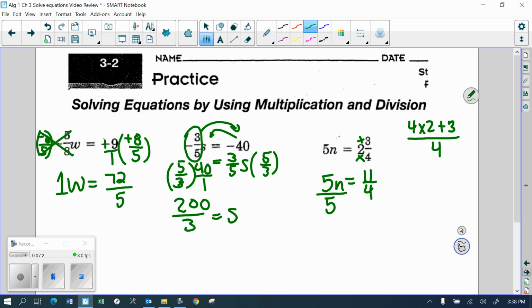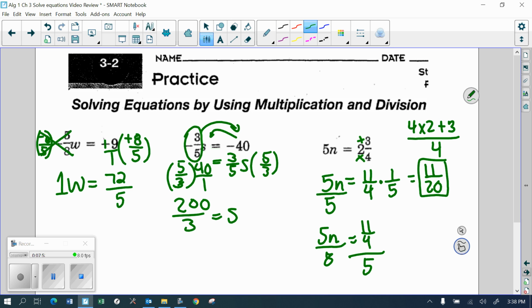And I divide by 5 on both sides. Dividing by 5, you should know, is the same thing as multiplying by 1/5. Okay. And then there is no cross canceling, so I multiply straight across, I get 11/20ths, and there's my answer. So instead of writing 5n divided by 5 equals 11/4 divided by 5, which is the same thing, I have to change this division to multiplication by the reciprocal, which now becomes that right there. So instead of having to do that in 2 steps, just do it right away in 1.